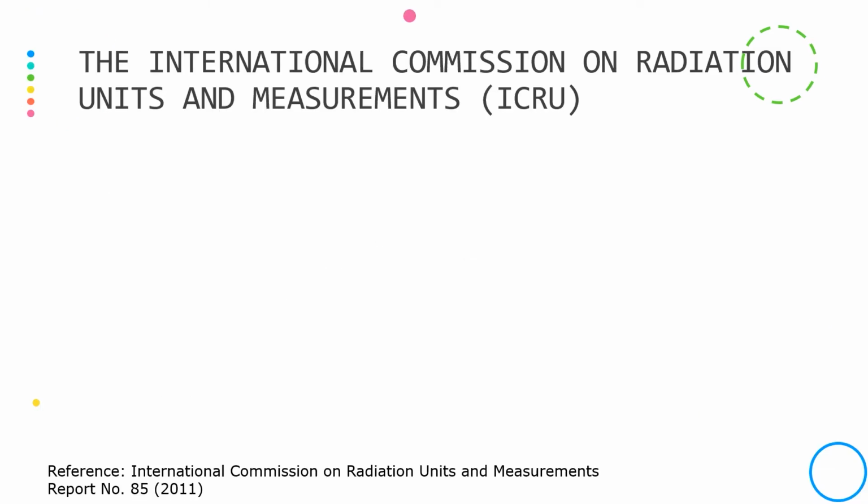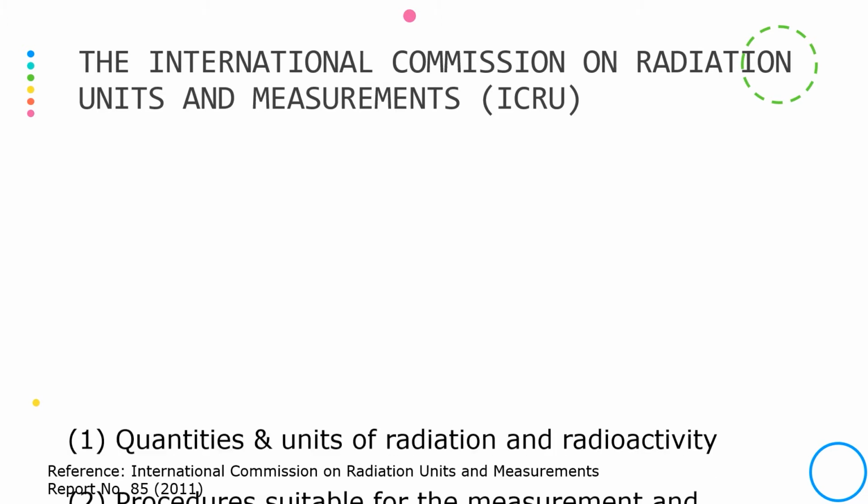Let's start. In our discussion of fundamental quantities and units for ionizing radiation, we will use the ICRU, or International Commission on Radiation Units and Measurements, report number 85 as a reference. The ICRU, since its inception, is mainly responsible for developing internationally acceptable recommendations regarding the following.